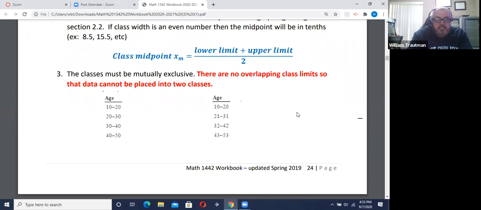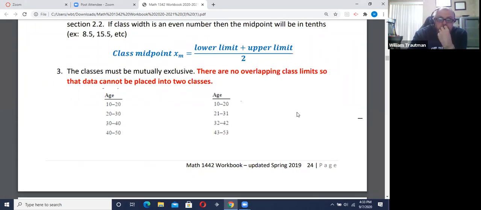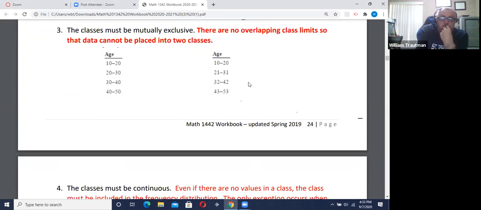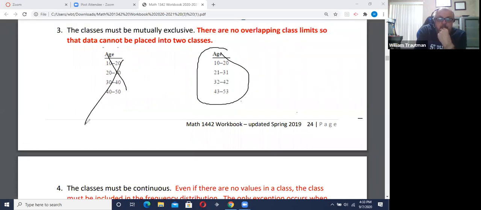Okay, so the class limits must be mutually exclusive, no overlapping data. So the correct one is this one. This is not correct since 20 is 20 here. If you have 20 for a limit, the next one is 21. If you have 31, the next limit is 32. If you have 42, the next limit is 43.